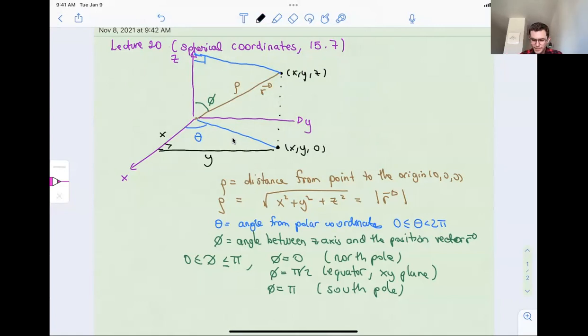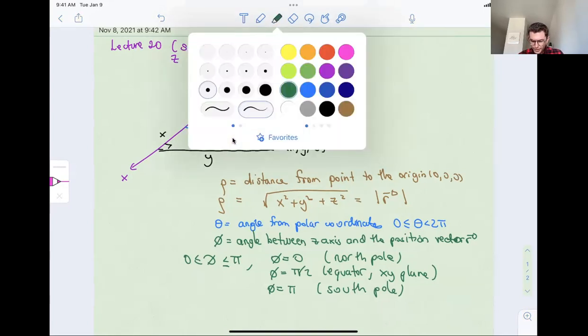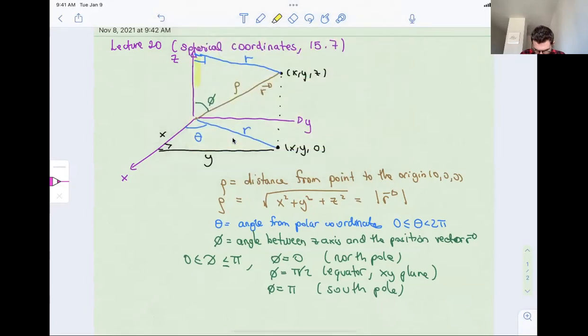It's r, right? This blue segment is r from cylindrical coordinates. So secretly there's a triangle that you can draw. This is how we're going to find them. There's a right triangle here secretly that I'm going to color in yellow.